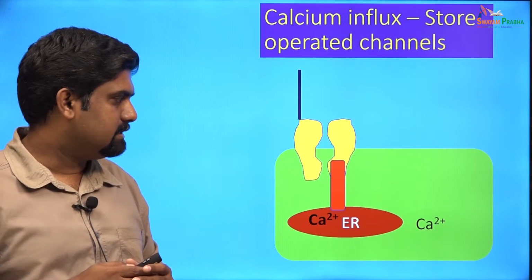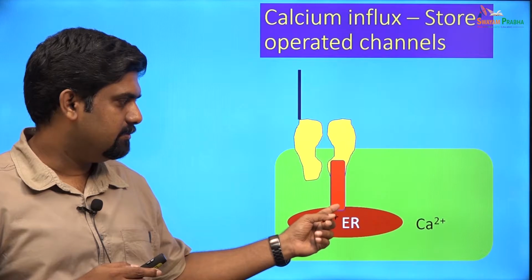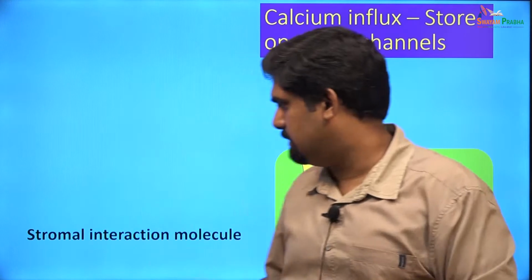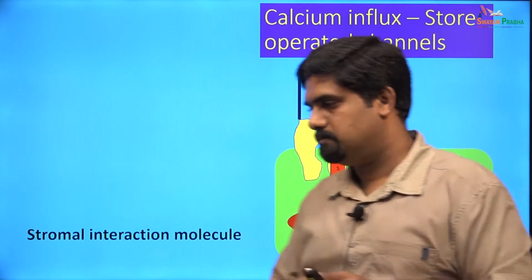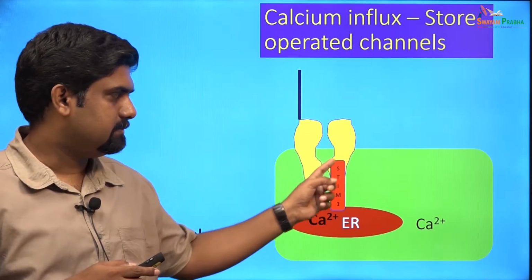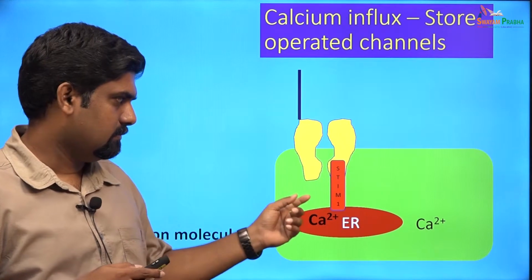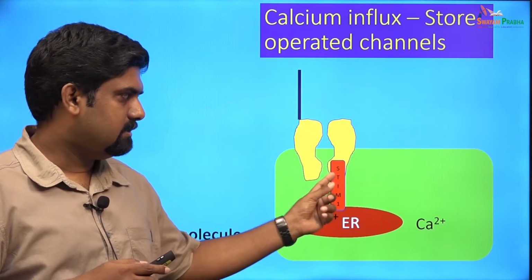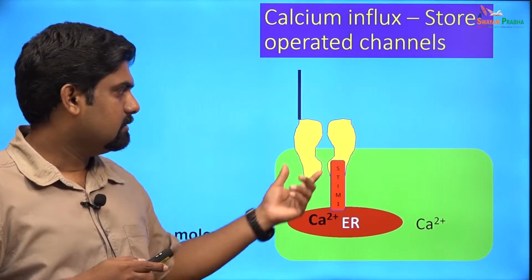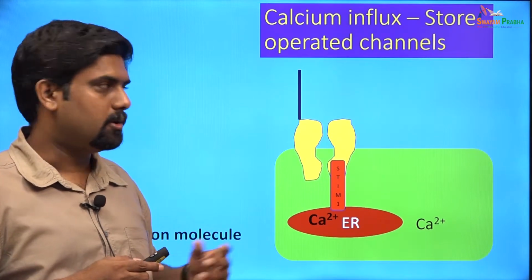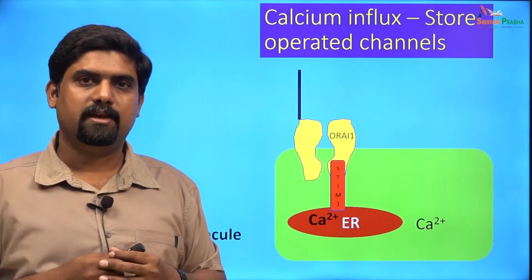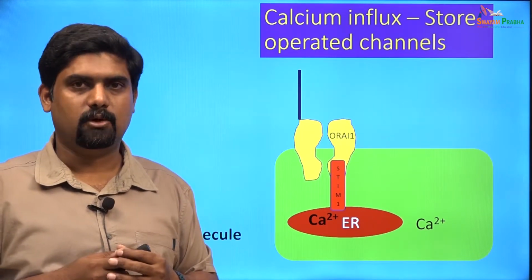So, the protein that recognizes a depletion of the ER calcium store is something called STIM1. STIM stands for stromal interaction molecule. This molecule is physically coupled with the store operated calcium channel. So, when there is store depletion, this physical interaction will cause the opening of these store operated channels. These store operated channels are made of proteins called ORAI1, and ORAI is named after the gatekeepers of heaven, which are mentioned in Greek mythology.